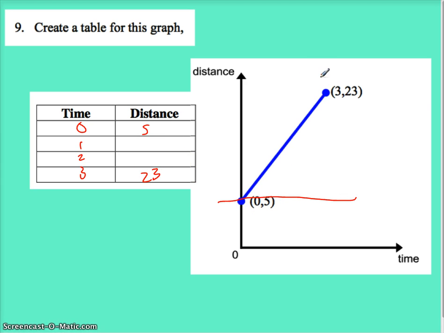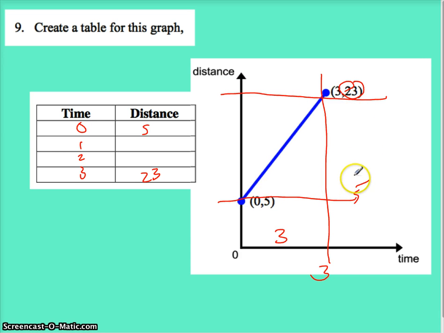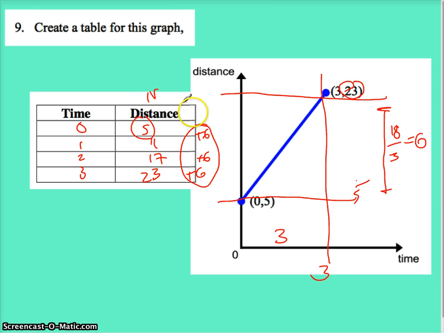We have traveled 3 seconds. So we have this distance here of 3. But we did not go 23. Even though it says 23, that's not what we went. Because we started at 5, we went to 23. The gap between these two is 18. So we actually went 18 feet in 3 seconds. And 18 divided by 3 is 6. So that means we're going to add 6 to make it 11, add 6 to make it 17, add 6 to get to 23. So we have our rate of change of 6 and our initial value of 5.